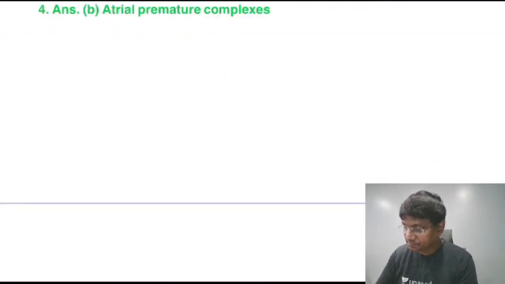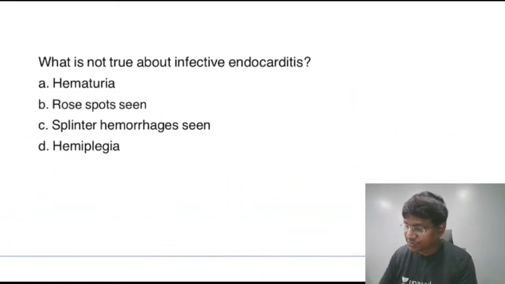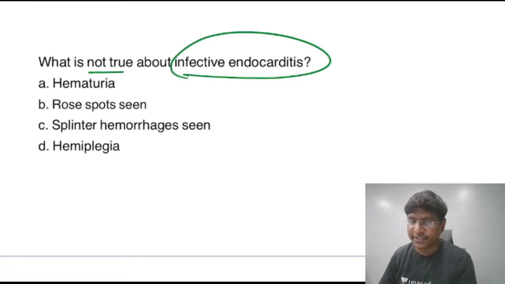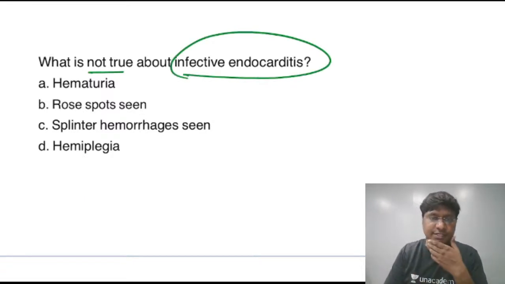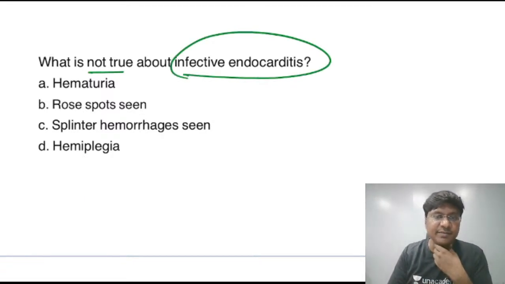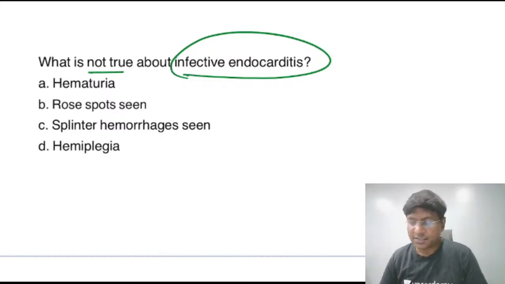Now you see the next question. Which of the following is not true about infective endocarditis? Hematuria, rose spots, splinter hemorrhages are seen, hemiplegia. Which of the following is not seen in infective endocarditis?